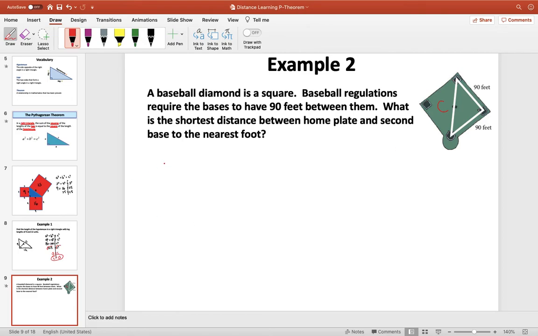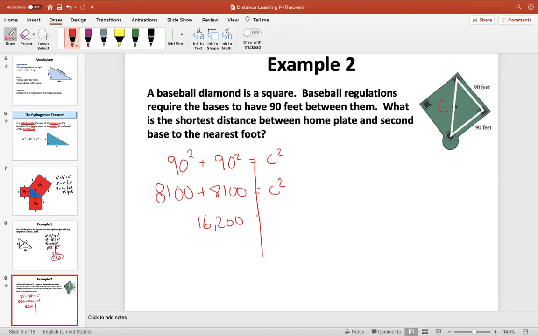So we're going to set that up. And we're going to go 90 squared plus 90 squared equals c squared. Now you might want to use a calculator for 90 squared, but you know what 9 times 9 is. 9 times 9 is 81. So since you're adding a 0 to each one of those 9s, you just add 2 zeros to that. And 90 squared plus 90 squared is 8,100. And then we have another 8,100. All right, then you have equals c squared. Find the sum of these values. 16,200 equals c squared.